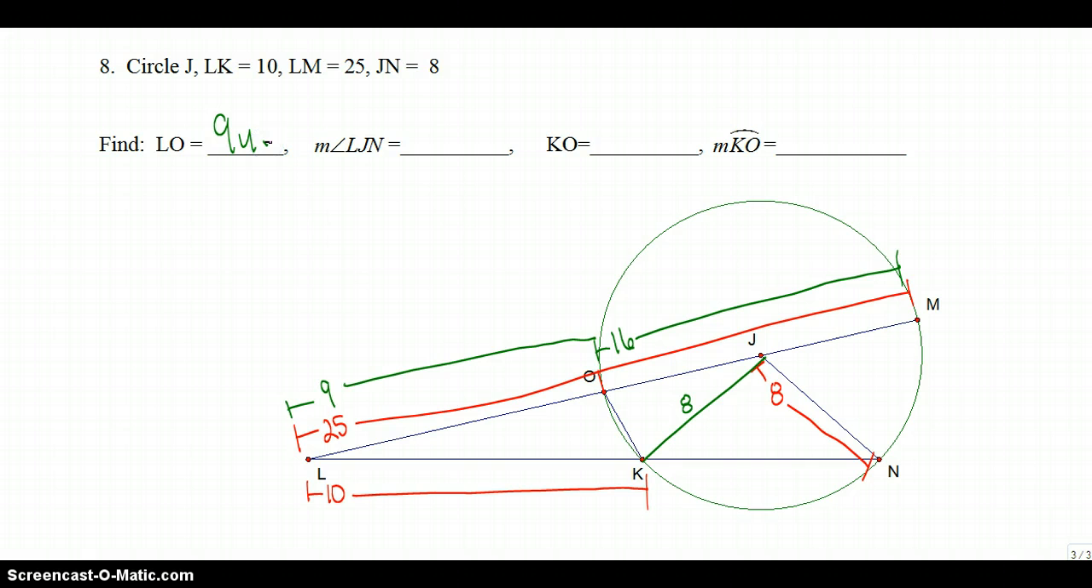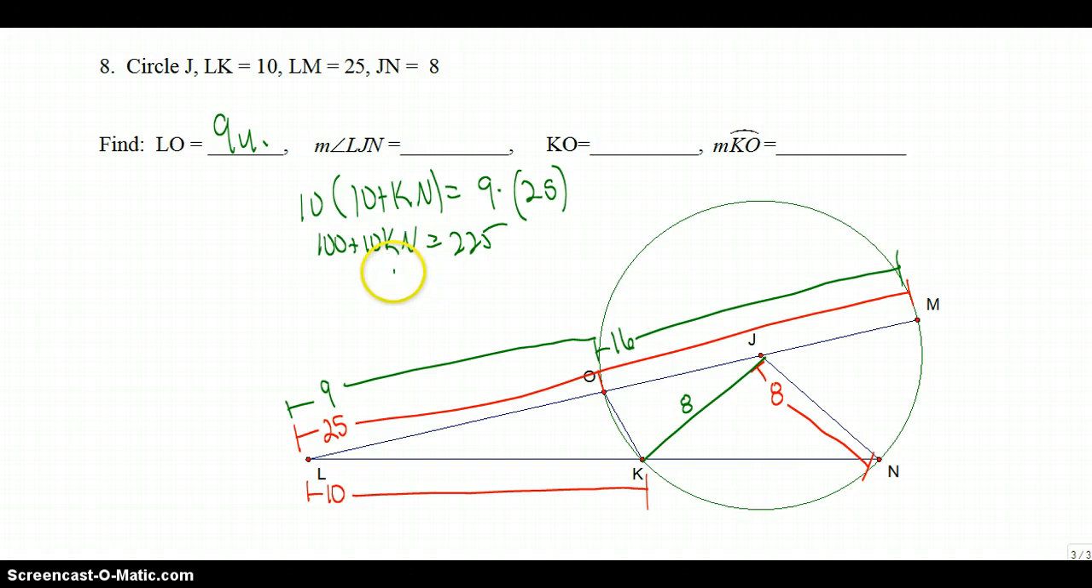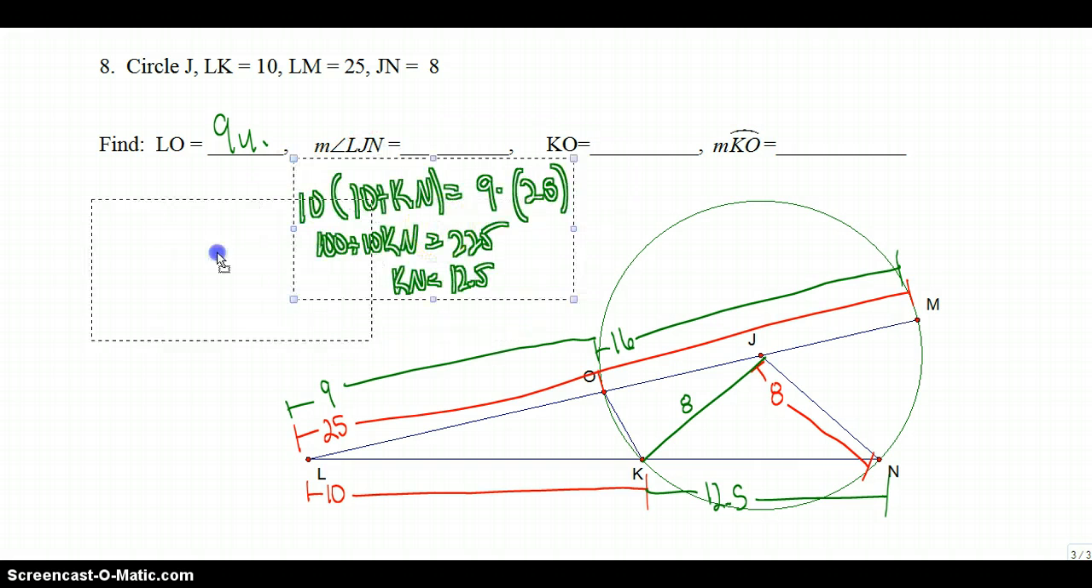We have a few more things we need to find. One of them is not KN, but it is going to be significant, so I'm going to find that right now. To find the length of KN, I would say that 10 times (10 plus KN) is equal to 9 times 25. We're using the formula for intersecting secants outside of the circle. That's 100 plus 10 KN is equal to 225. Solving that for KN, KN is equal to 12.5, or 25 over 2. So we'll fill that label in and move this work off to the side.